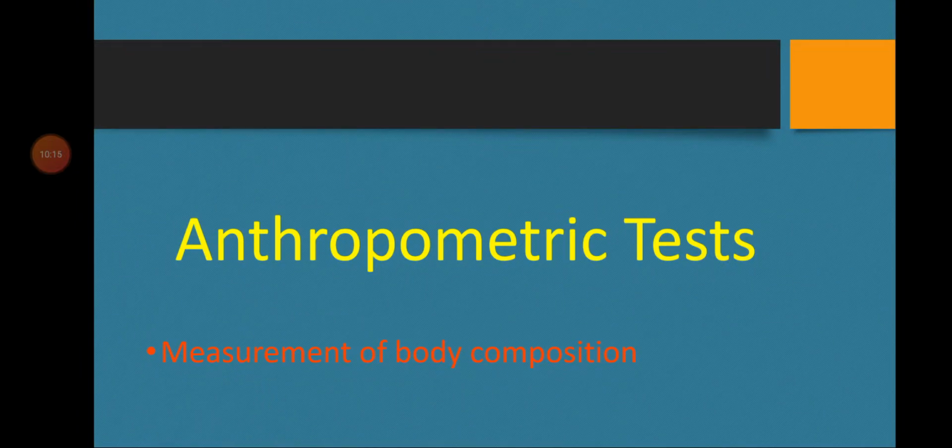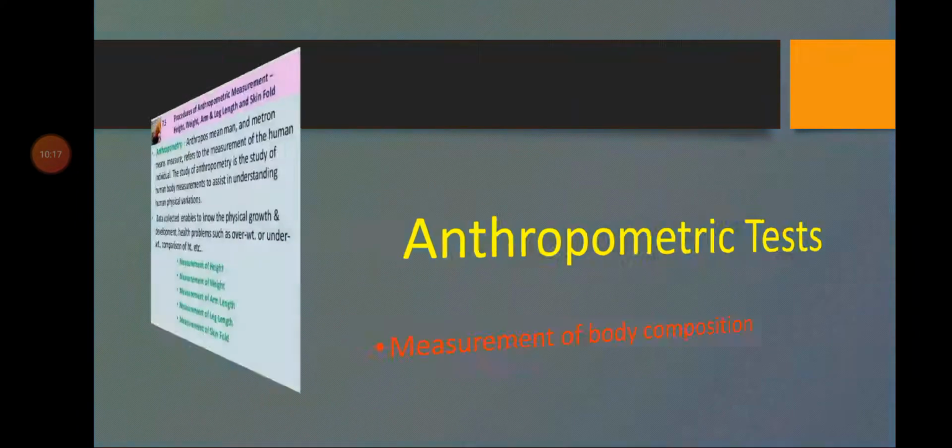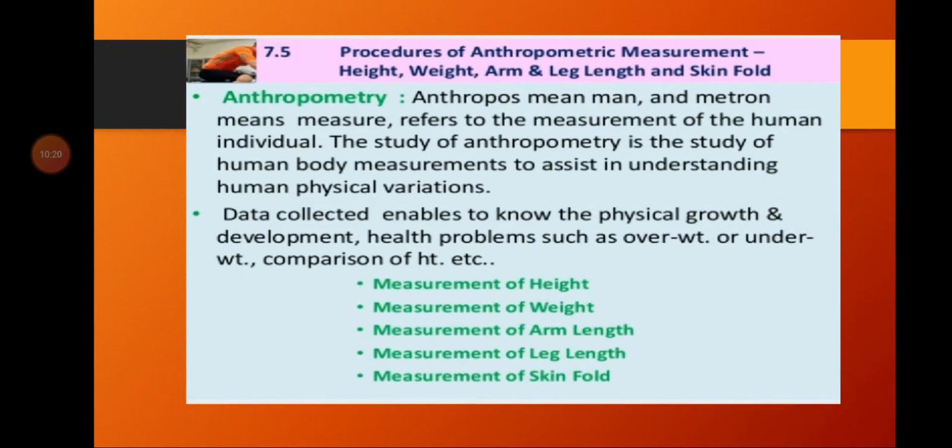Now let's pass on to anthropometric tests. They consider the measurement of the body. Procedure of anthropometric measurement. Usually height, weight, arm and leg length and skin fold tests are considered or even entitled as anthropometric measurements. So what is anthropometry? Anthropos means men and metron means measure. Refers to the measurement of the human individual.